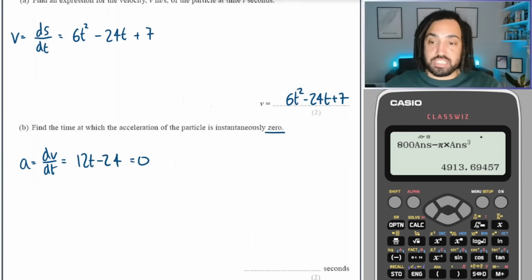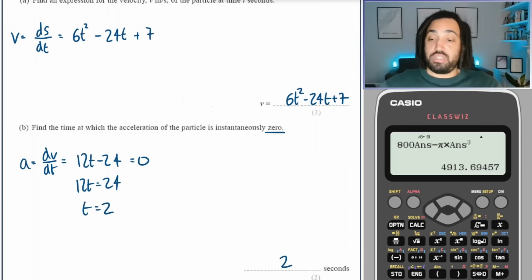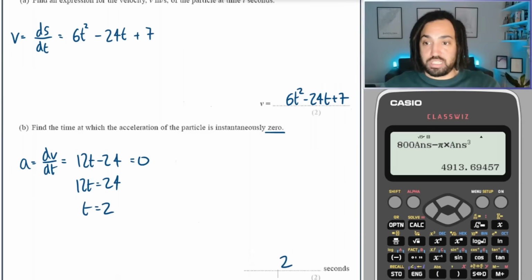It's when it's instantaneously 0. So we set it equal to 0, plus the 24, divide by 12, t equals 2. There you go. 4 marks in like 40 seconds. It's a good topic if you know how to do it.